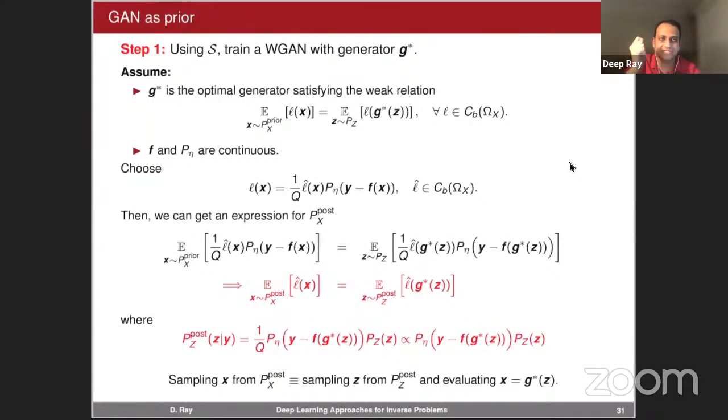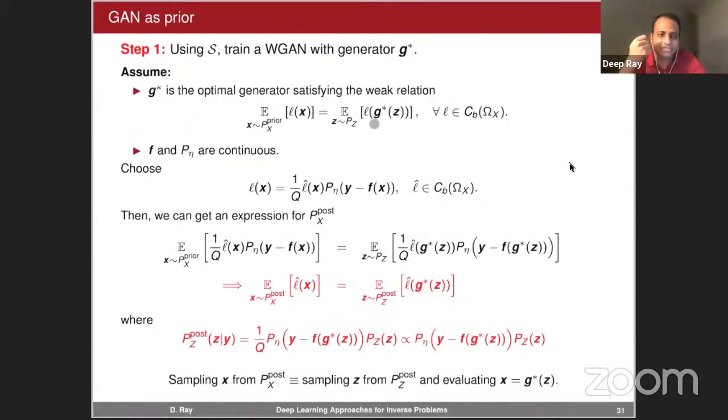And if you've trained the G star and you have converged in the Wasserstein 1 distance, if you remember, you'll actually end up with this weak relation where the moments match up. So in this case, the moments of X sampled from the prior will be equal to the samples being generated, the fake samples being generated by the generator over here, right? So we have this moment matching for the prior.